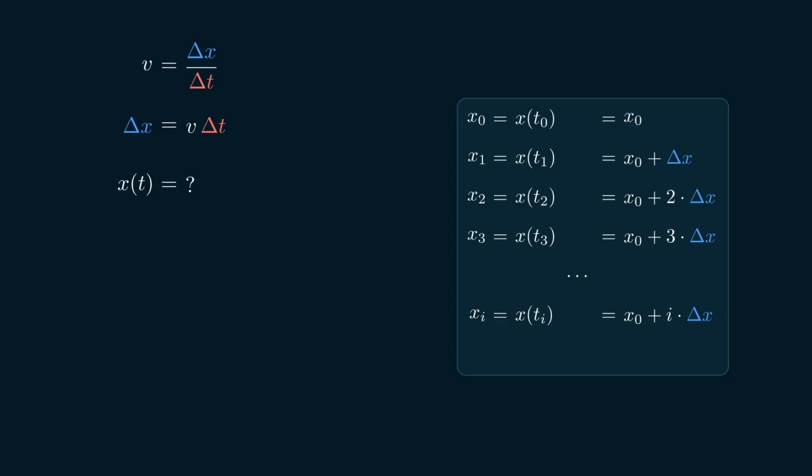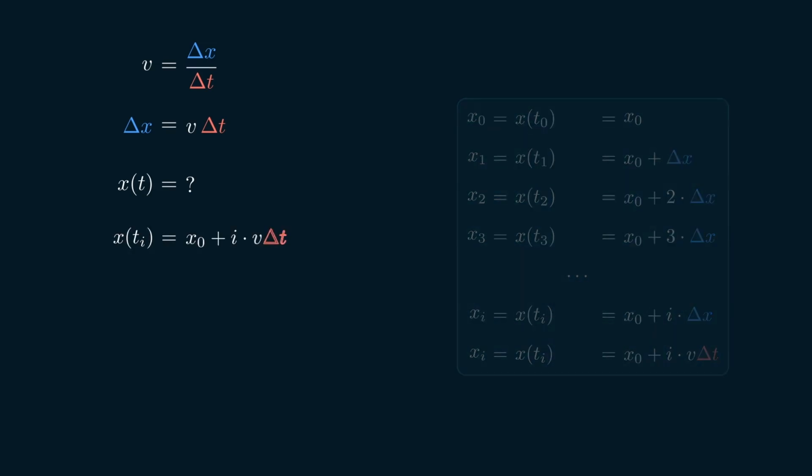If we insert these values, we get exactly the xi values from our example. And now comes the important step. Now we insert the rearranged formula from the upper left instead of delta x. Delta x was equal to v times delta t. And that already looks almost like what we are looking for. So let us keep this for now.